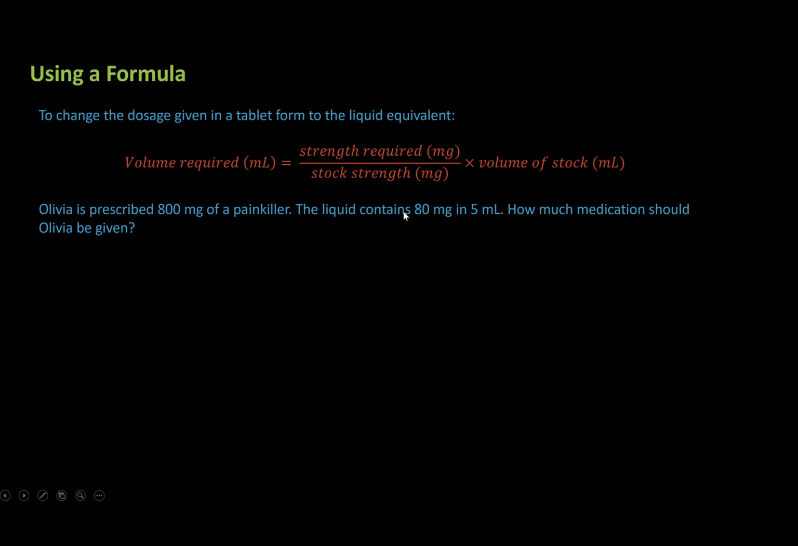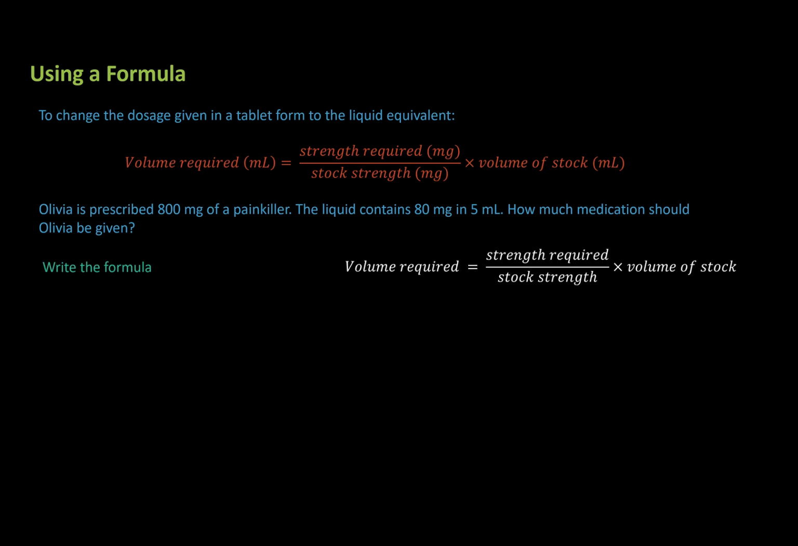So looking at this: Olivia is prescribed 800 milligrams of a painkiller. The liquid contains 80 milligrams in 5 mil. How much medication should Olivia be given? We'll start with the formula. Then we need to substitute in some values. The required strength is 800 because that's what she's prescribed. She's prescribed 800 milligrams, and the formula wants milligrams, so we're already in milligrams and don't have to do any conversions. The stock strength is 80 because we're told the liquid itself has 80 milligrams for every 5 mil. So the stock strength is 80 milligrams and the volume of stock is going to be 5 mil.